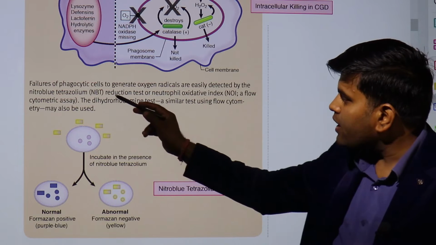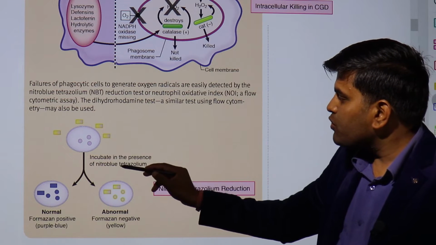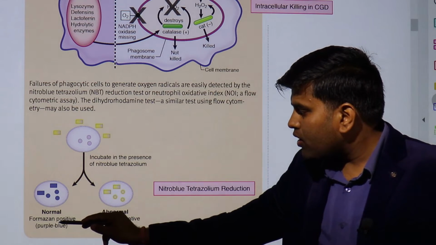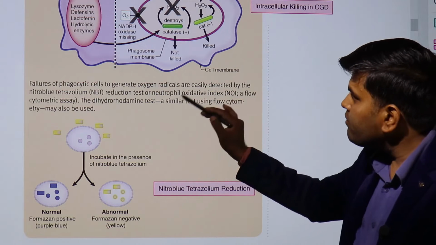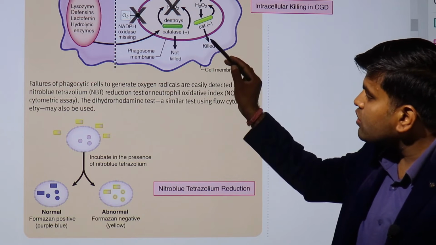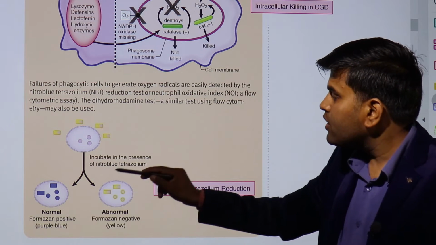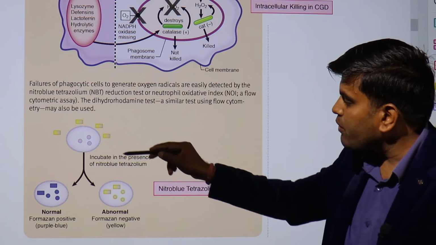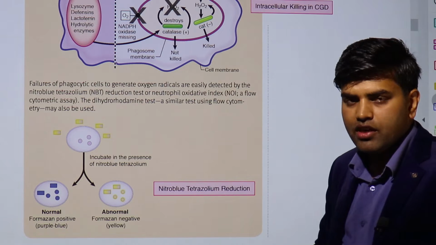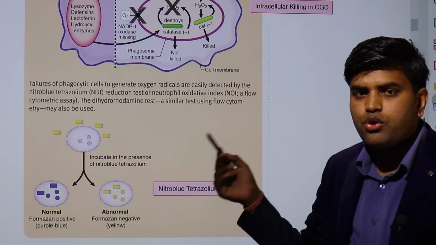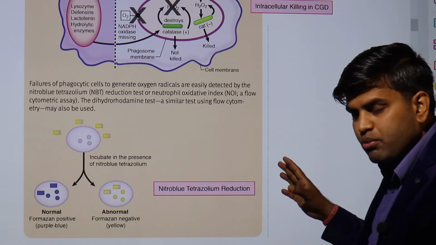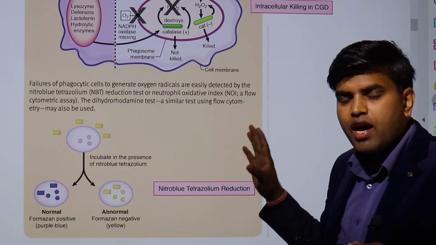If you talk about the NBT test, what will happen? In the NBT test, we incubate the cells in the presence of nitro blue tetrazolium. If normal, that is, for a positive test, it turns purple blue. If NADPH oxidase is present, they will produce the oxygen radicals, so they will convert the dye into blue. If there is no NADPH oxidase, it will remain the same, and if the test remains the same, it means the patient has a deficiency of NADPH oxidase, and we diagnose chronic granulomatous disease in this way. This is a very important topic, a very important lecture.